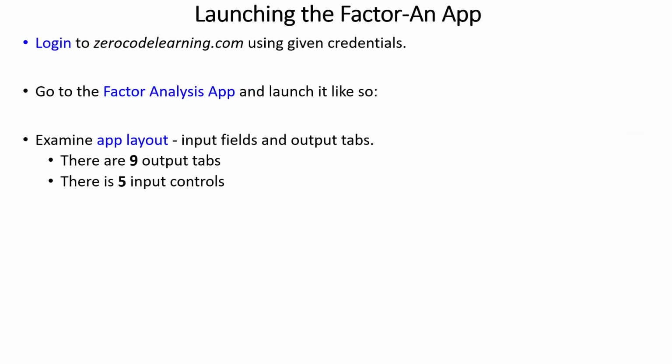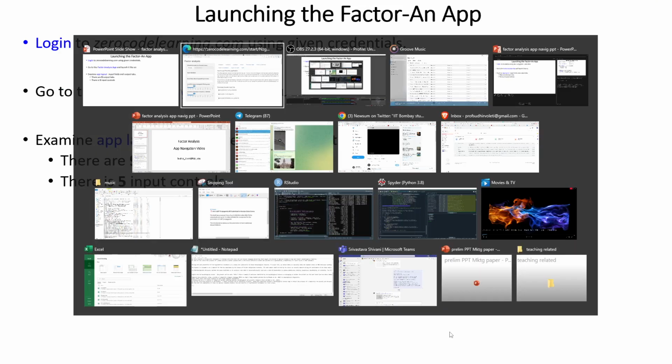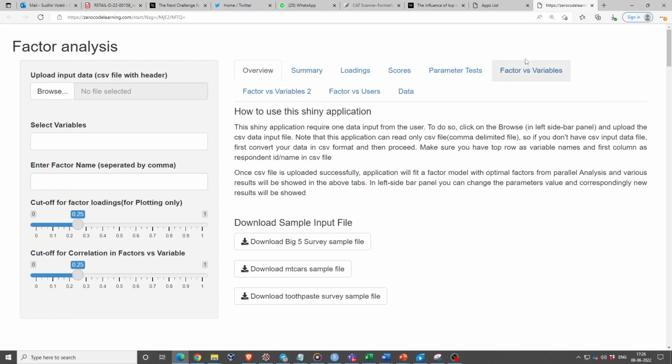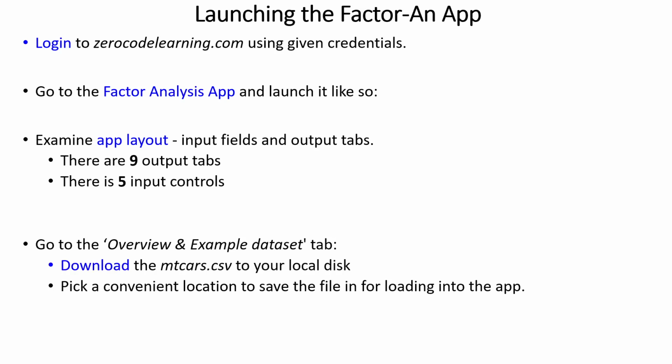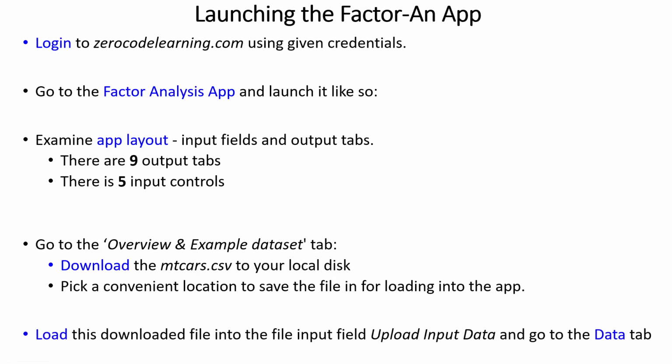Examine the app layout. There are input fields and output tabs: 9 output tabs and 5 input controls. So these are your output tabs, 9 of them, and there are these 1, 2, 3, 4, 5 input controls. Go to the overview and example dataset tab, download the empty cars.csv dataset to your local disk in any convenient location, and then we will load the downloaded file into the app.